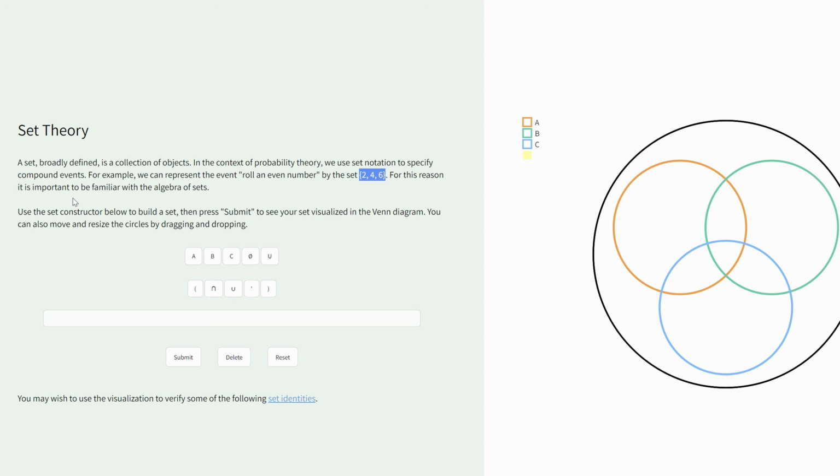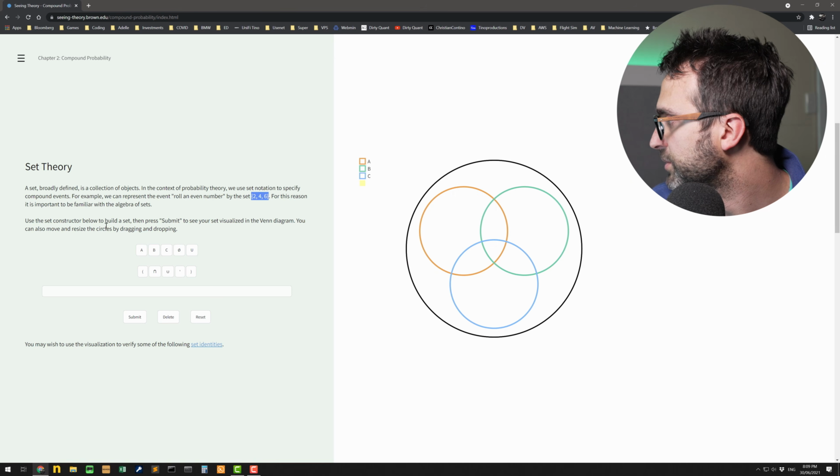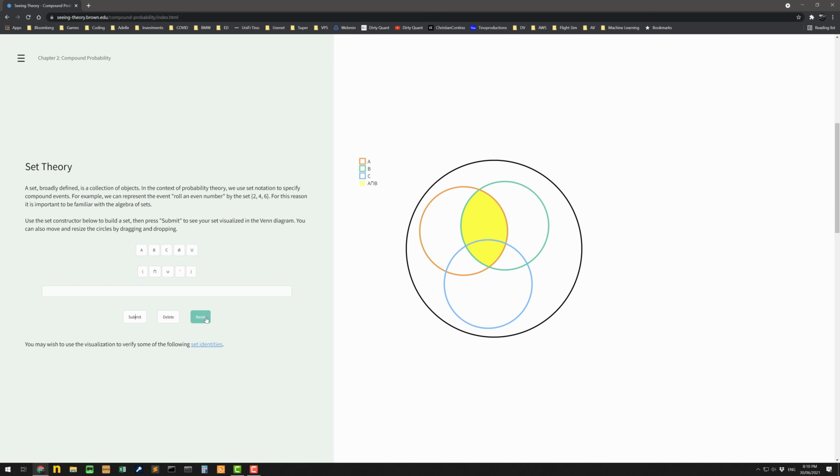For this reason, it's important to be familiar with the algebra of sets. That's just the notation of these sets, right? The beginning can be quite confusing, but once you've got that shorthand sorted, it can become quite straightforward. So use the set constructor below to build a set, and then press submit. So A intersect B. That's both of them, the probability of these two events happening, so this area here.